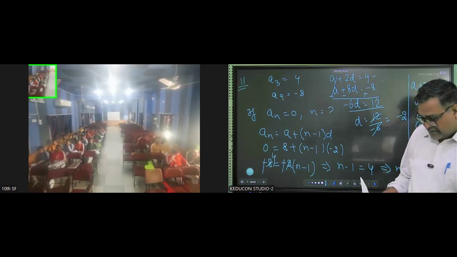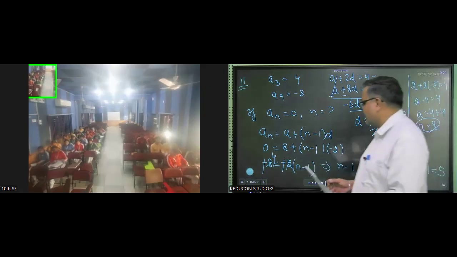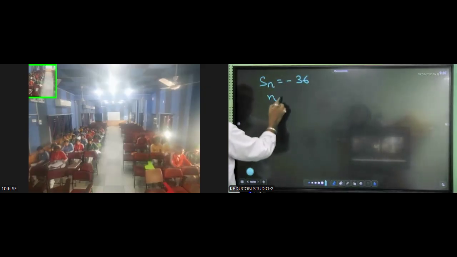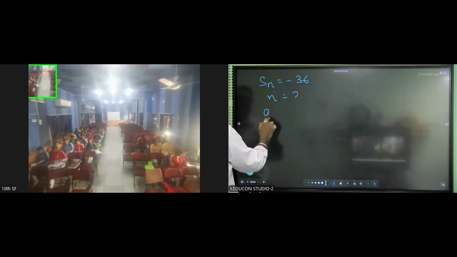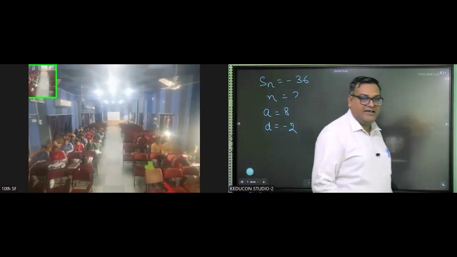Now what is the second part of this question? Find the value of n if Sn is minus 36. Now in the second case, Sn is given as minus 36. We have to find the value of n. a is given here 8 and d is minus 2. Please do this question, students. Find the value of n here.